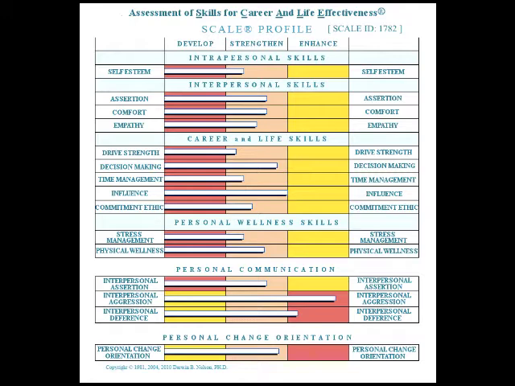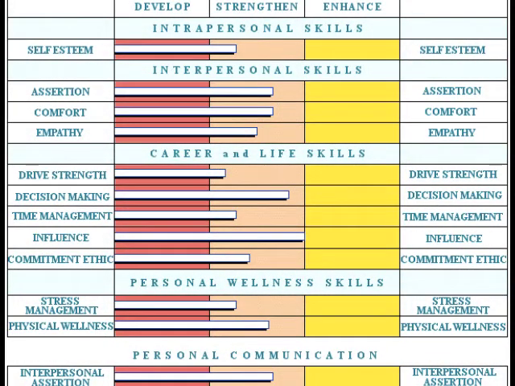The profile is a horizontal bar graph that provides a picture of how you see yourself currently thinking, feeling, and behaving on each of the 11 skills and 3 problem areas assessed by skill. Referring to the skills, longer horizontal bars indicate relative strength.